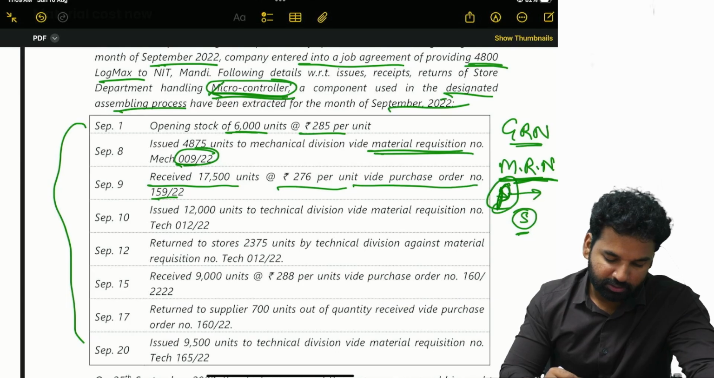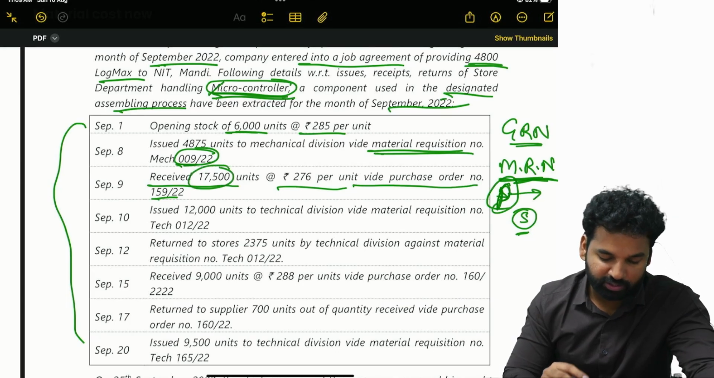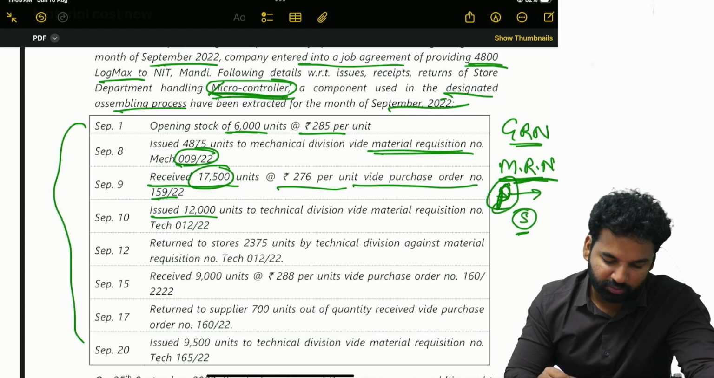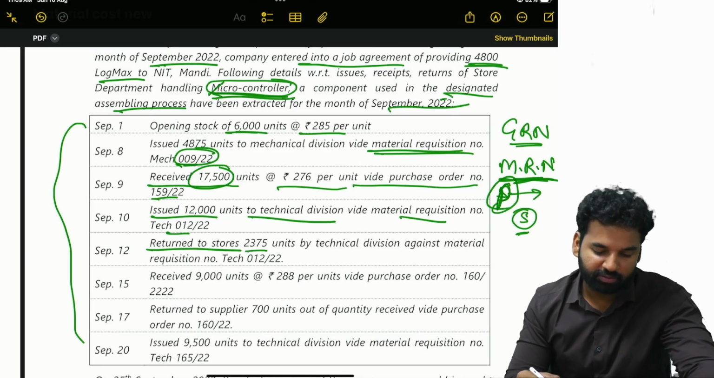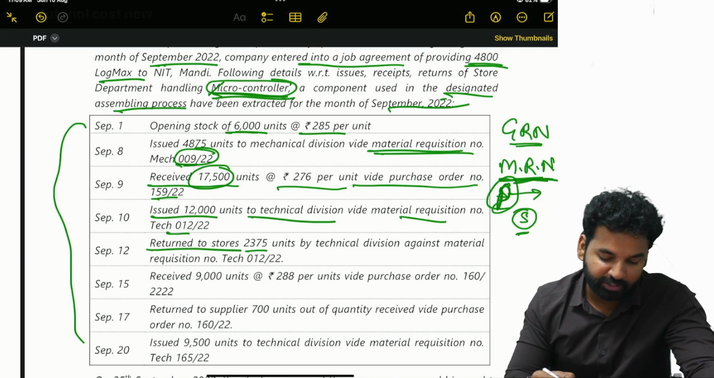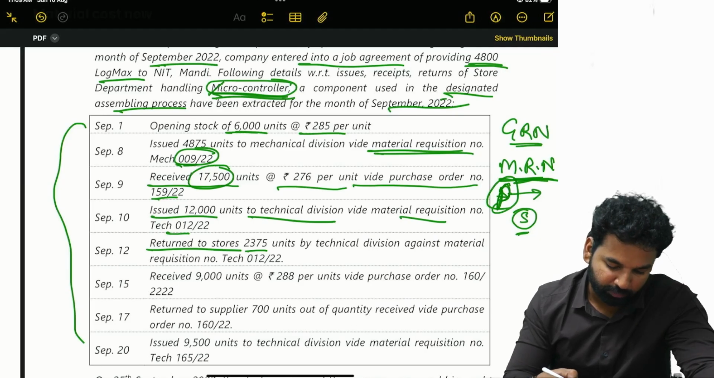Okay, 17,500 units received at 276 per unit. Next, issued 12,000 units to technical division, vide MRN technical 12 by 22. Received to stores 2,375 units by technical division against the material requisition number 12 by 2022.